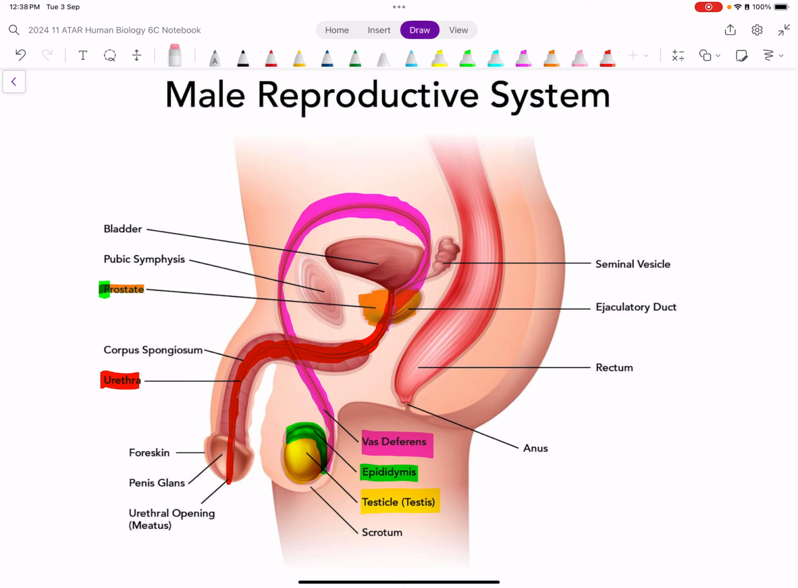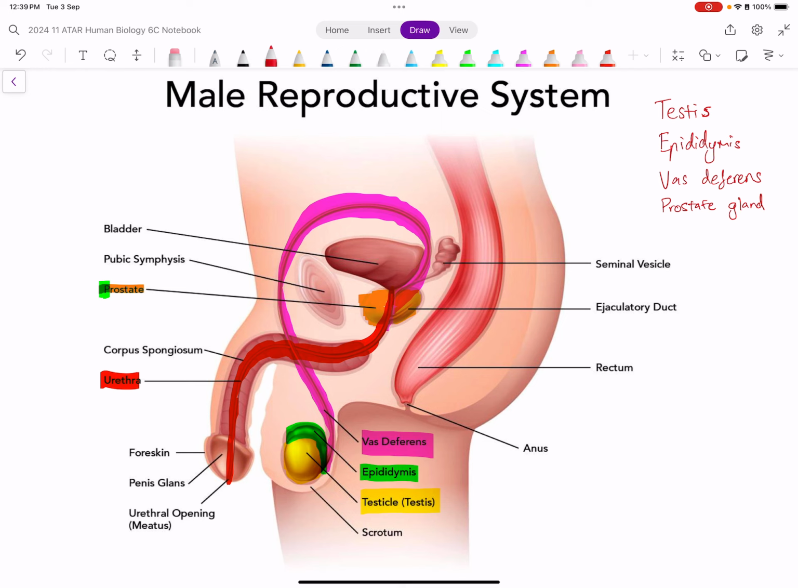So when we're talking about the pathway of sperm in the body, we start first of all in the testes, in the testicles. After the testicles, sperm goes to mature in the epididymis. And after sperm is matured in the epididymis, it is carried by the vas deferens, and it is carried over the top of the bladder, as we can see in pink, and it then travels through the prostate gland.